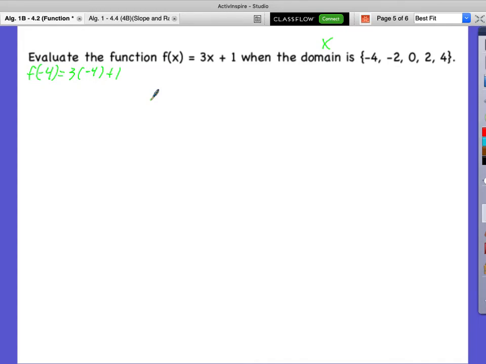So for our first one, we end up going, okay, f of negative 4. Well, what's 3 times negative 4, Tony? Huh? What's 3 times negative 4? Negative 12. Yeah. And Tony, what's negative 12 plus 1? Negative 11. So f of negative 4 equals negative 11. Then you move on to the next one. You say f of negative 2. That's our next domain, and you keep going, okay?